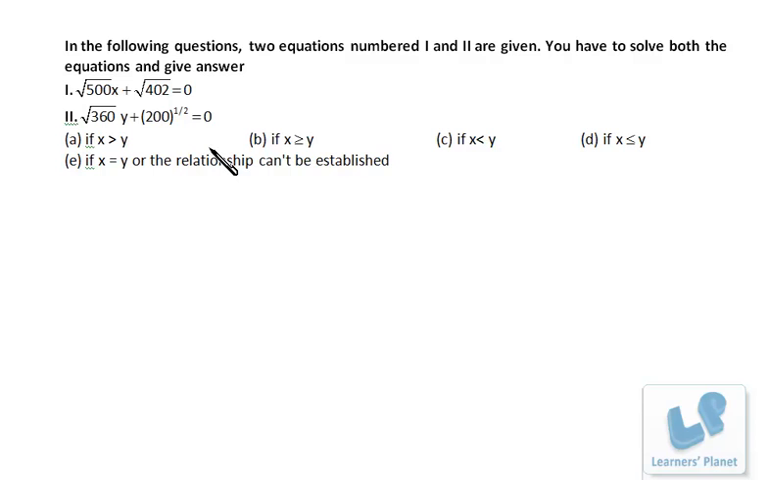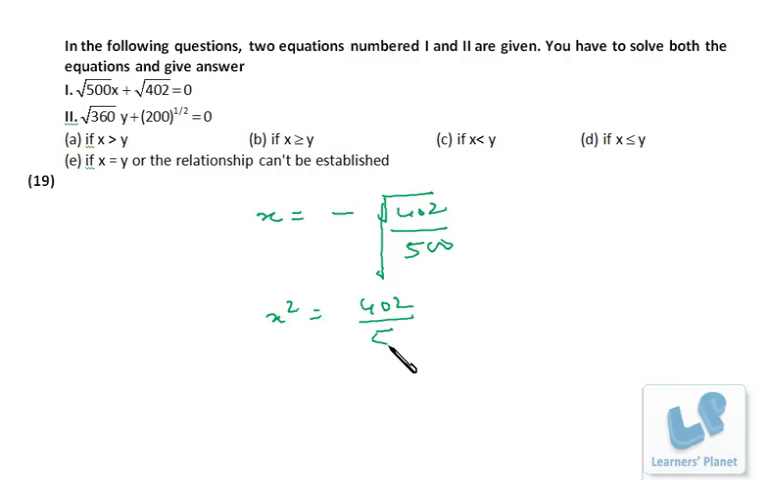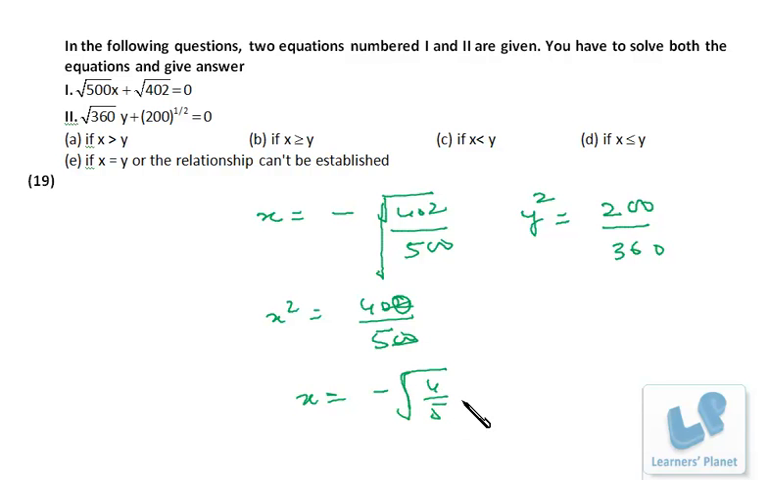Now let's do this question. First of all, let's calculate the value of x. x square is 402 by 500, right? Similarly, we can calculate the value of y. So y square is 200 by 360, right? So just try to get some approximate value of x. I just take it as 0.8, so it's 4 by 5. So x is equal to minus of root 4 by 5 or root 4 by 5. Similarly, y is equal to root 5 by 9 or minus of root 5 by 9, right?